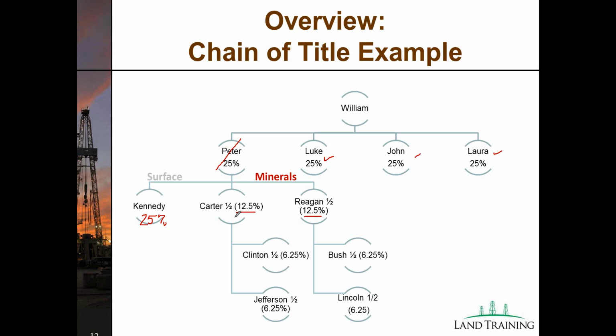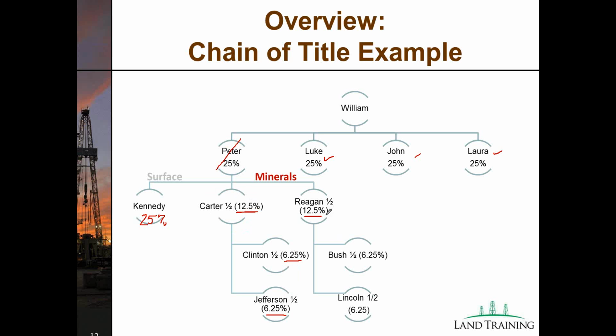Now let's say Carter then conveys half of his 12.5% interest to Clinton and half to Jefferson. In that case, Clinton would own 6.25% and Jefferson would own 6.25%. So he's actually conveyed all of his 12.5% to Clinton and to Jefferson.